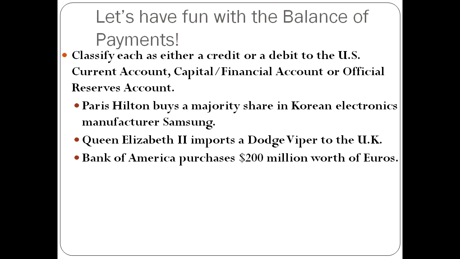This next one is a little tricky. So the Bank of America purchases $200 million worth of euros. So this is a cash-for-cash transaction. That's going to fall under the current account. Now remember, when you have a cash-for-cash transaction, when you're bringing in foreign money, that is going to create the credit here. So Bank of America, they're purchasing $200 million worth of euros, so they're giving up dollars and they're purchasing euros. That's bringing in foreign money. So because of that, it is going to be a credit. So this is going to be a credit to the current account.